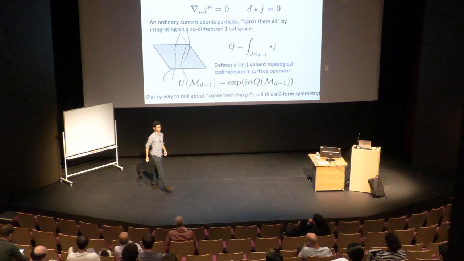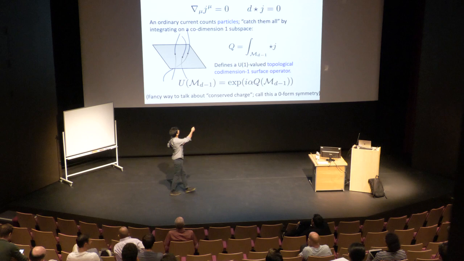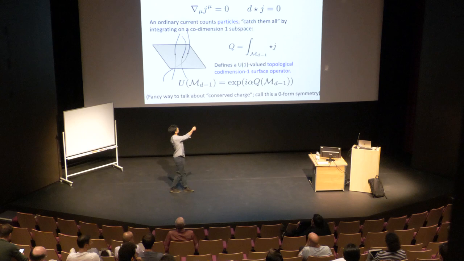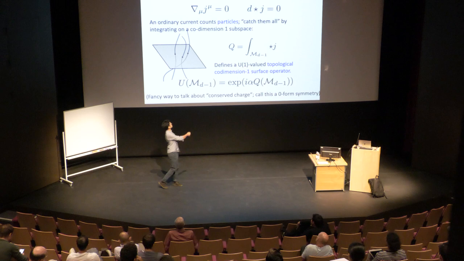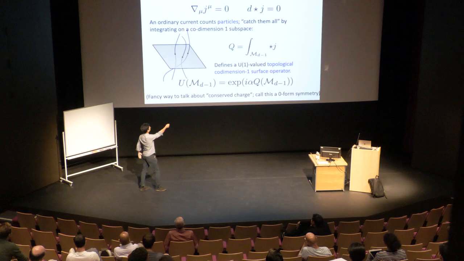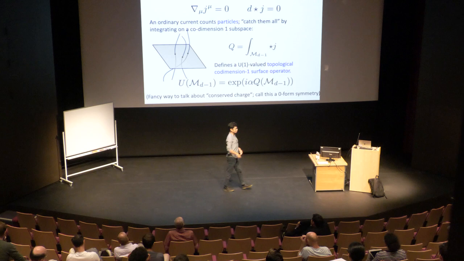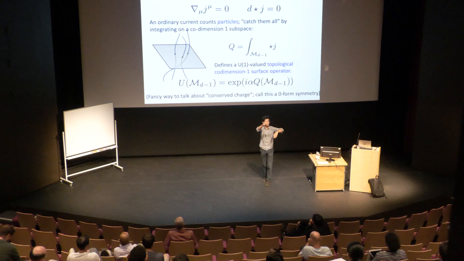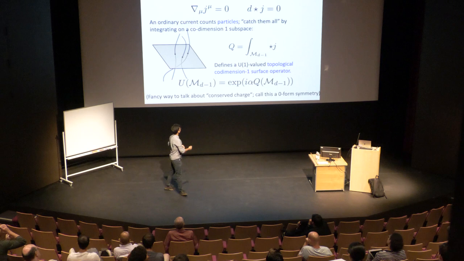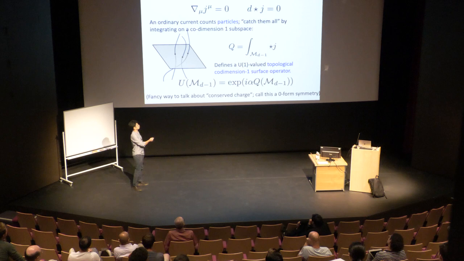There's a somewhat fancier way to say this. If you write this in form language, you get that d star j equals 0, where j is this current. Consider integrating star j over a codimension 1 manifold, so a time slice, for example. Now, if you take this codimension 1 manifold and you deform it slightly, because d star j is 0, this integral Q does not care if you deform it. In other words, I've defined a topological operator. You can deform it up and down in whatever way you like, and the answer, the charge, is independent of that. So in fancy language, you can say this defines a U1-valued topological surface operator, which is codimension 1.